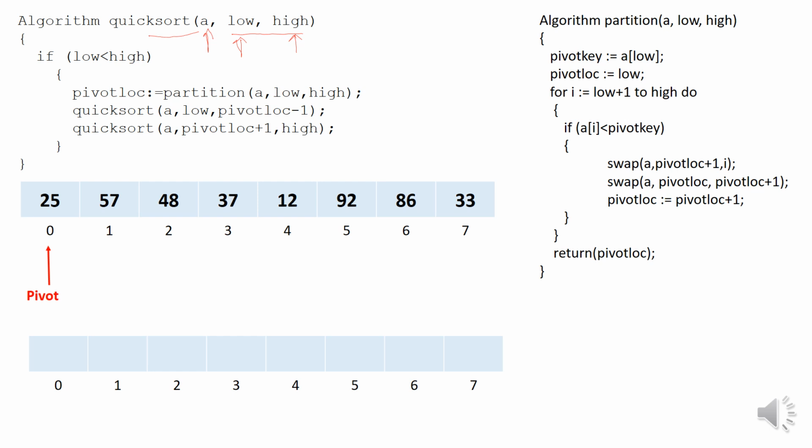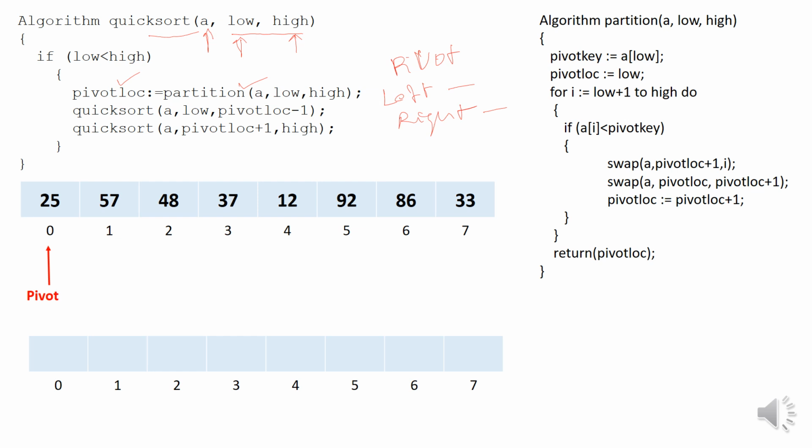Select a pivot element, then partition the array by fixing the pivot element in its proper position. So pivot element is fixed in its proper position and the array is divided into two sub-arrays, left array and right array. Pivot is fixed and the array is divided into left array and right array.